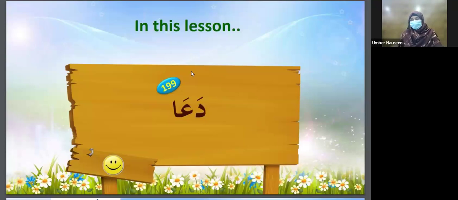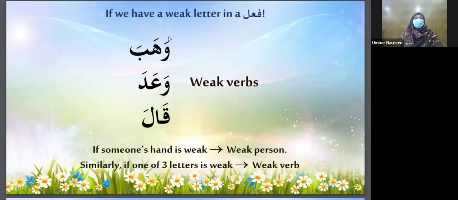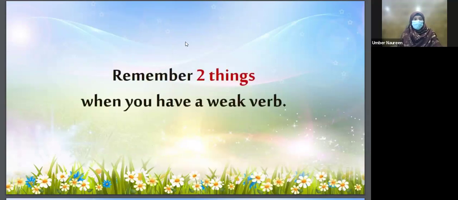So the A occurs 199 times in the Quran. Before we move ahead, first of all, let's revise our weak letters. What are the weak letters? Alif, waw, and ya. If they occur in any verb, they make it weak. If someone's hand is weak, he would be called a weak person, or he will be weak in completing his duties. Similarly, if one of the three letters of any verb is weak, it is called a weak verb, like wahaba, wa'ada, and qala.